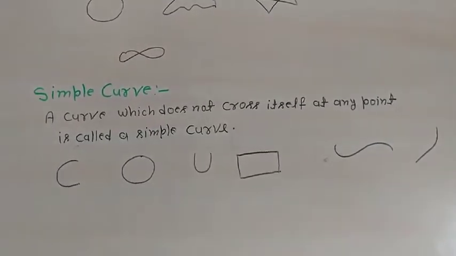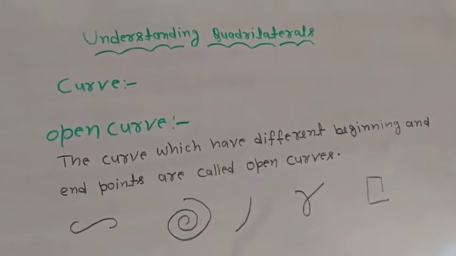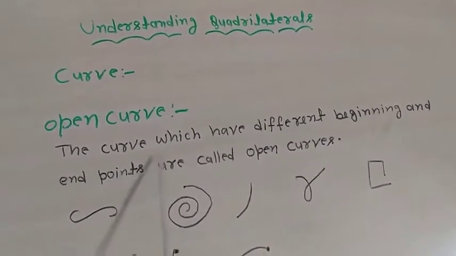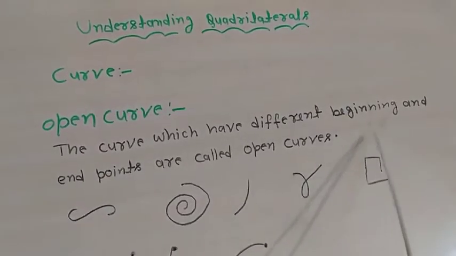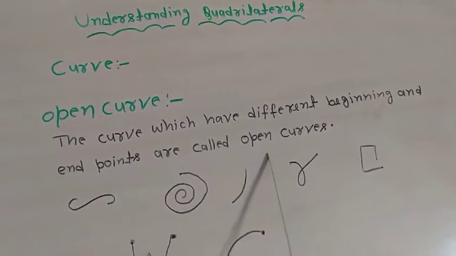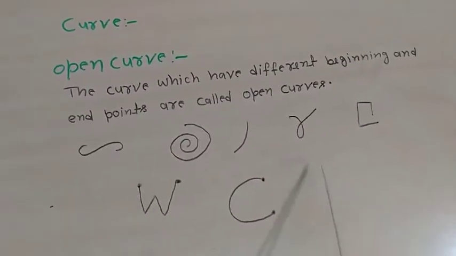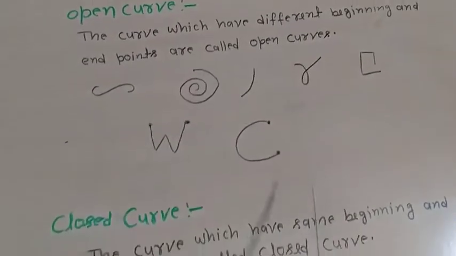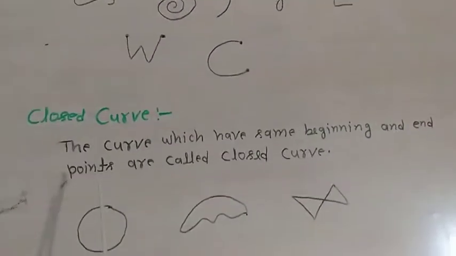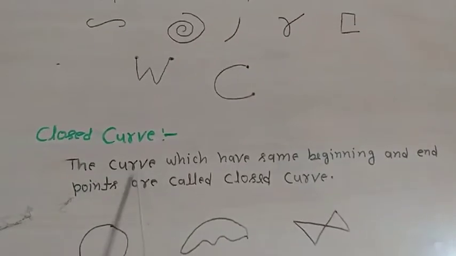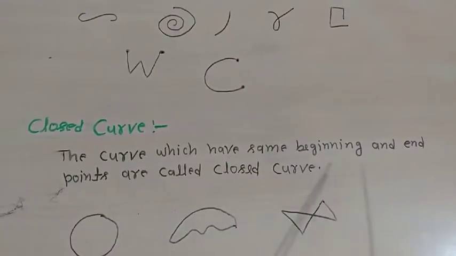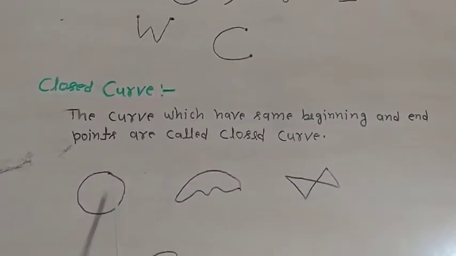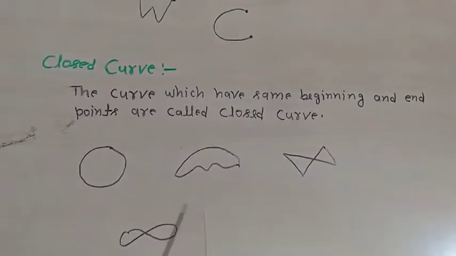Okay, now again, this is an open curve. A curve which has a different beginning point and end point is called an open curve. Okay, so this is an open curve. You can see its beginning point and end point are in different places. Okay, and a closed curve, the curve which has the same beginning and end point is called a closed curve. So here you can see they are closed curves.